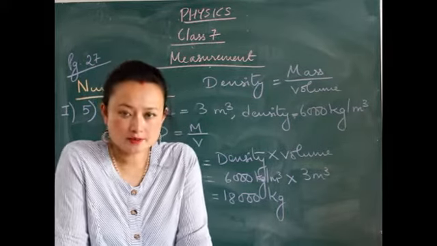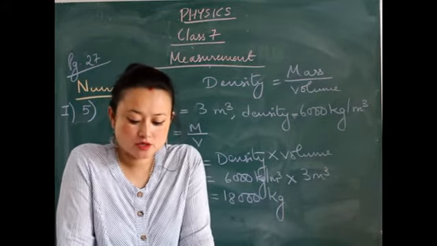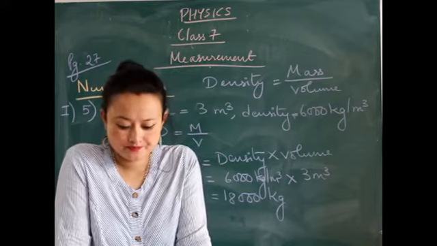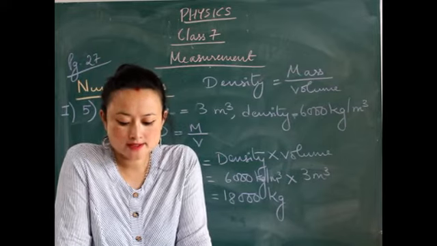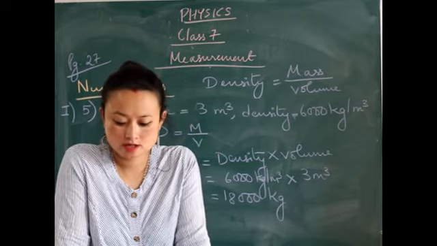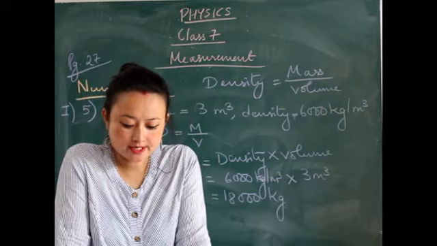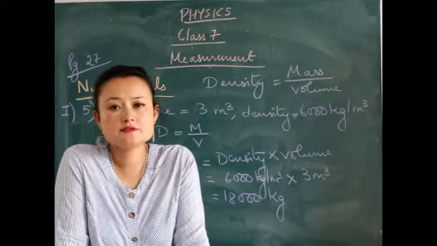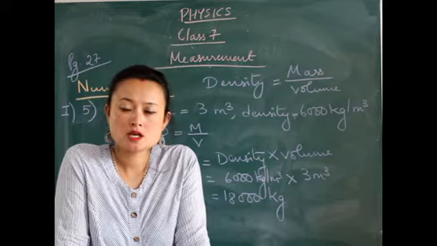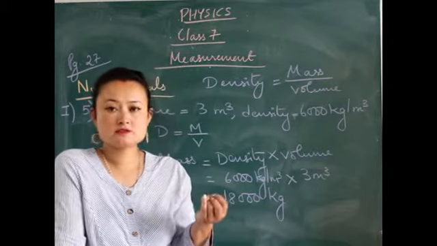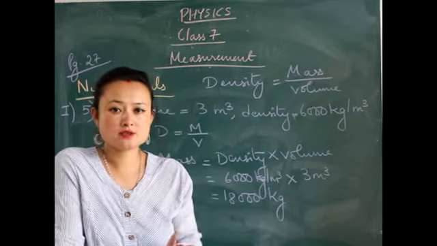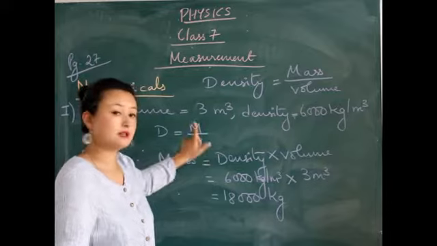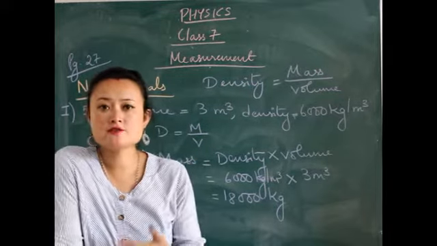A water tank measures 2 meter into 4 meter into 5 meter. What mass of water can it contain? Density of water is 1000 kg per cubic meter. Density is given and you need to calculate mass. When density is given and you have to calculate mass, what else do you require? Volume, isn't it? You need to find volume.